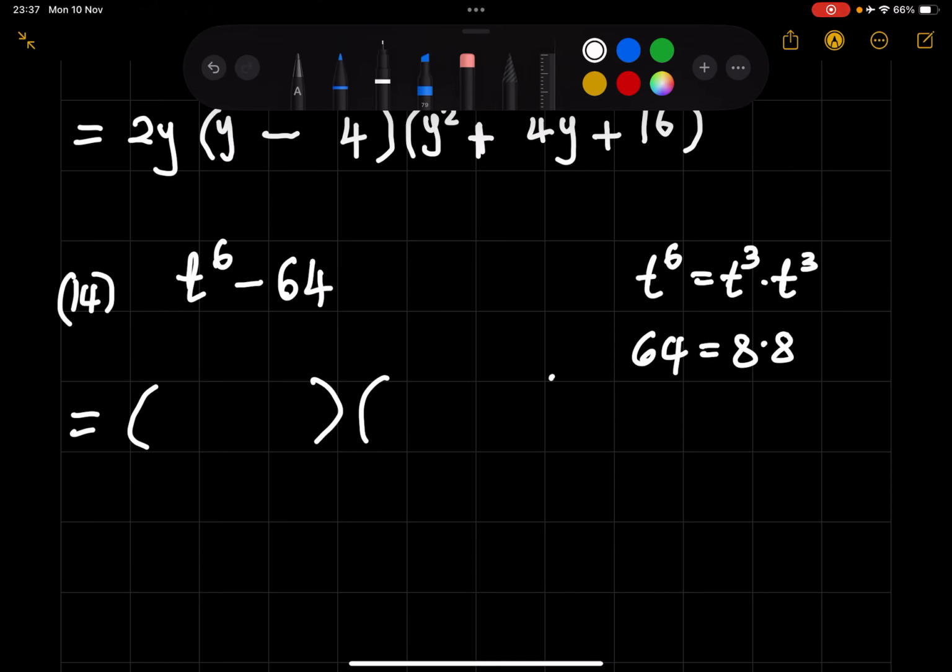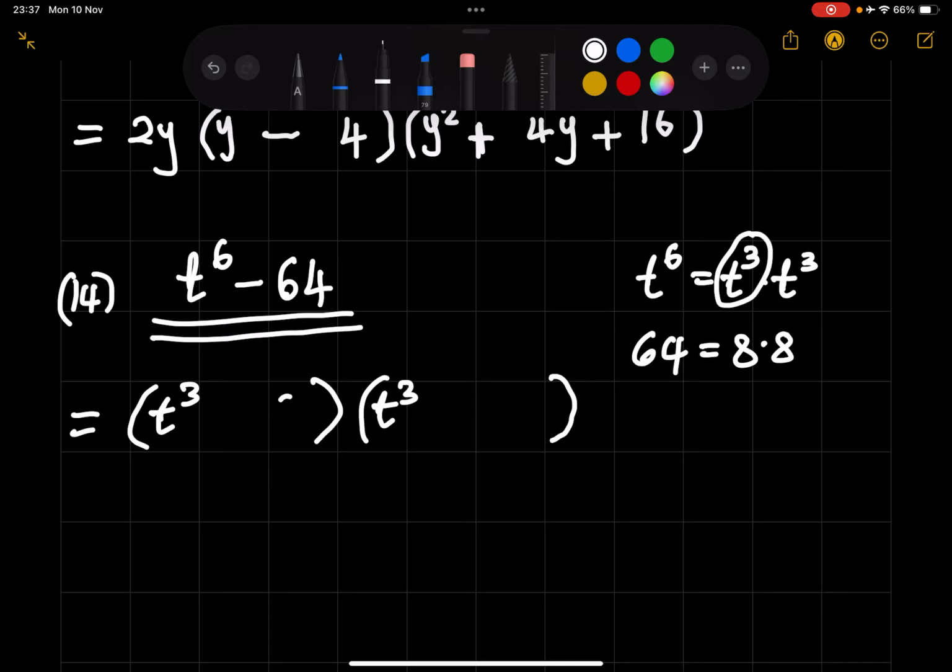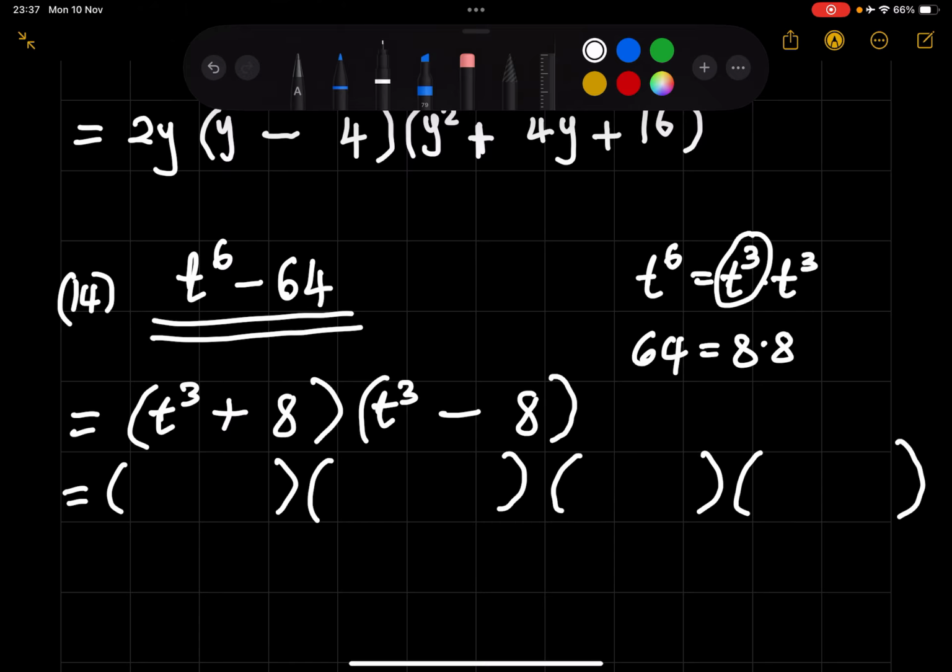So we open 2 brackets. And here notice that I didn't take out a common factor because there isn't. So t to the 6 breaks into t to the 3 and t to the 3. And then 64 breaks into 8 and 8. Then the sign switches for difference of 2 squares. All right. Now I need you to notice this. The first bracket is sum of 2 cubes. And the second bracket is a difference of 2 cubes.